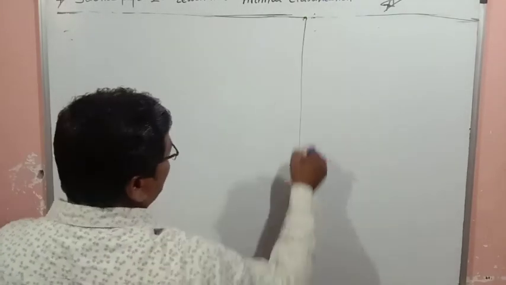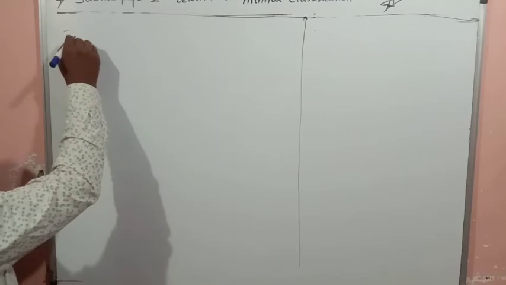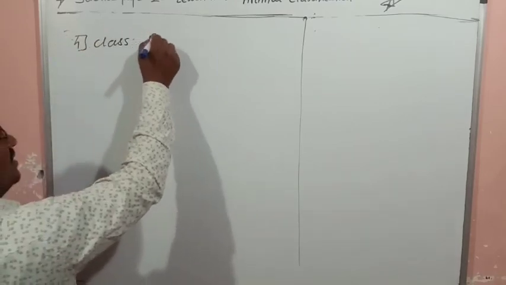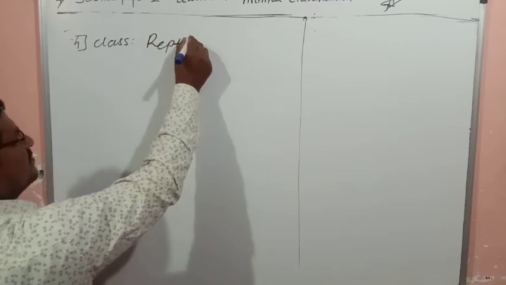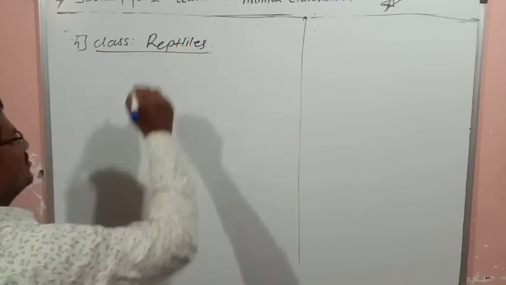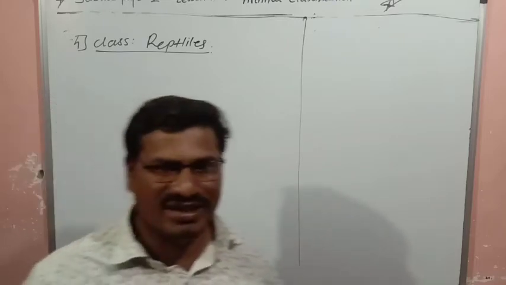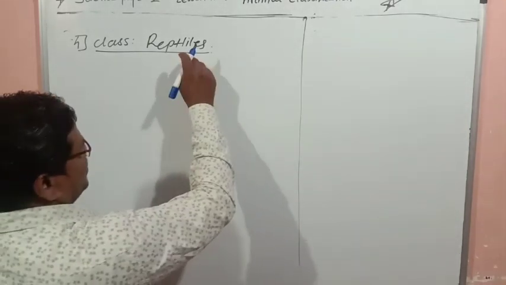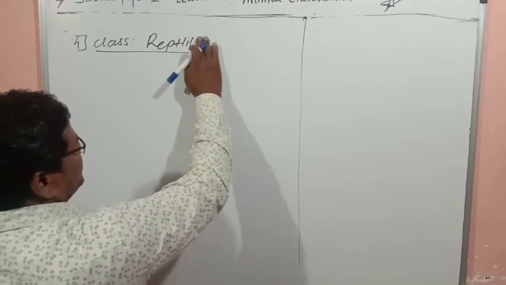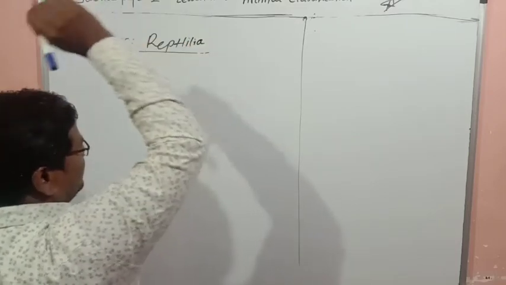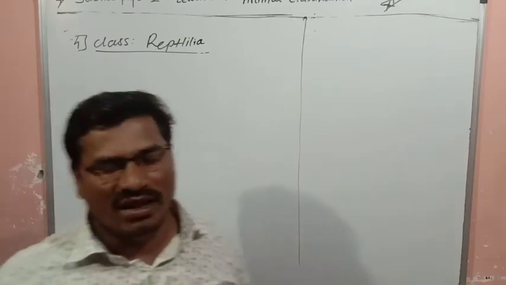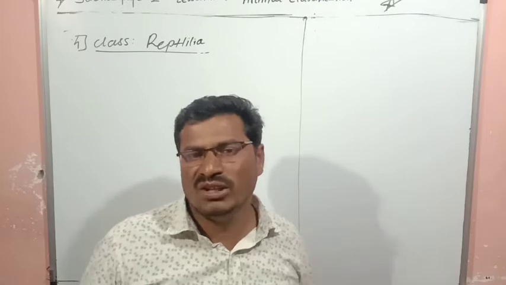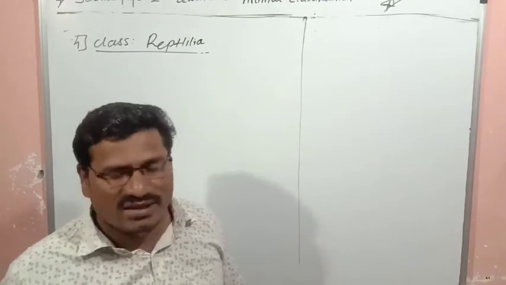The fourth class is reptiles. So in reptiles, what are the characteristics? Or you can say Reptilia. These animals are called reptiles, and that class is called Reptilia. We have studied amphibians before this. Now we are going to study Reptilia. So what are the characteristics of Reptilia?